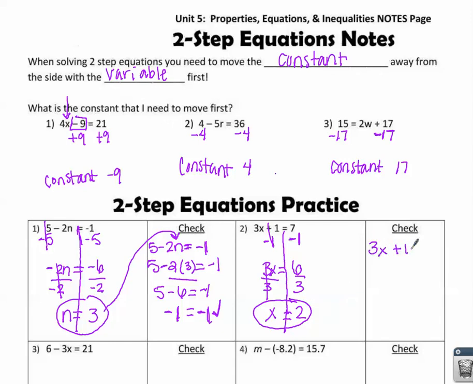Write down the original problem. Substitute what you got in for x. So 3 times 2 plus 1 equals 7. Multiply first because that follows order of operations. And you get 7 equals 7, which is true.